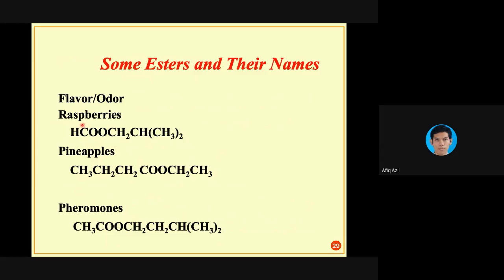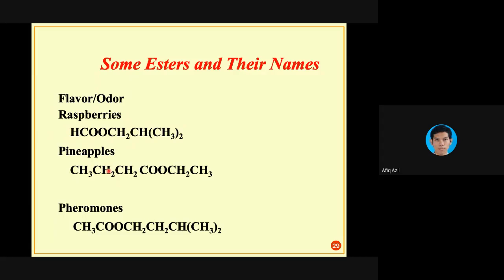For raspberries, for example, you have COOH, that is the carboxylic acid part. From one carbon, instead of methanoic acid, it will be known as methanoate. So this part will be methanoate. And on this side, you have 1, 2, 3, 4 carbons. From butane, it will become butyl. So butyl methanoate.